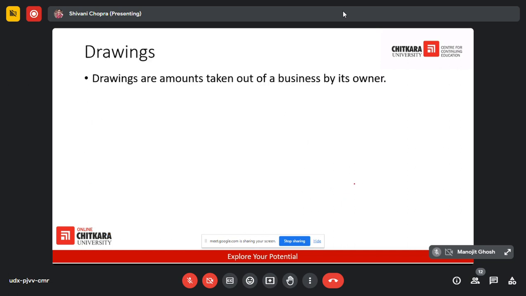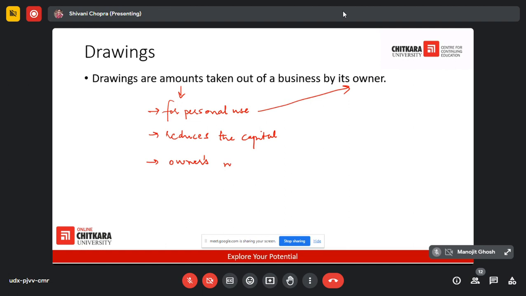Now the next key term is drawings. What do we mean by drawings? Any sort of amount that is taken by the owner out of the business is called drawings. But the point here is drawings are the amount that is taken by the owner for personal use. Okay, it is not taken by the owner for business purposes. It is for the personal use of the owner. First point. Second point is it reduces the capital. Okay, and the third point is the owner needs to pay interest on this.